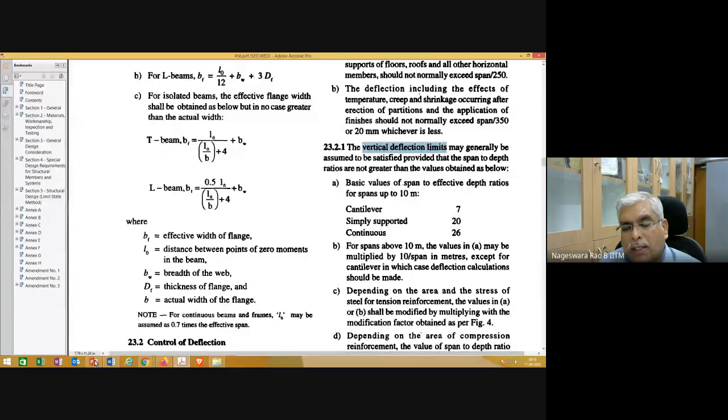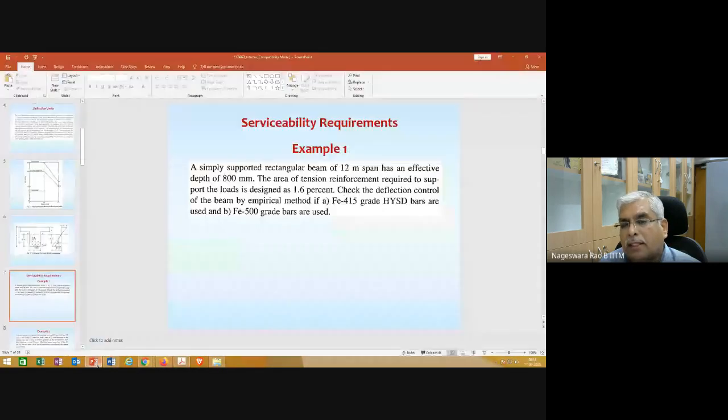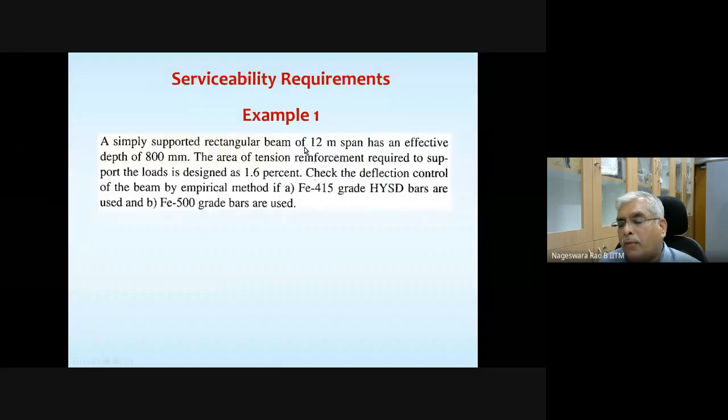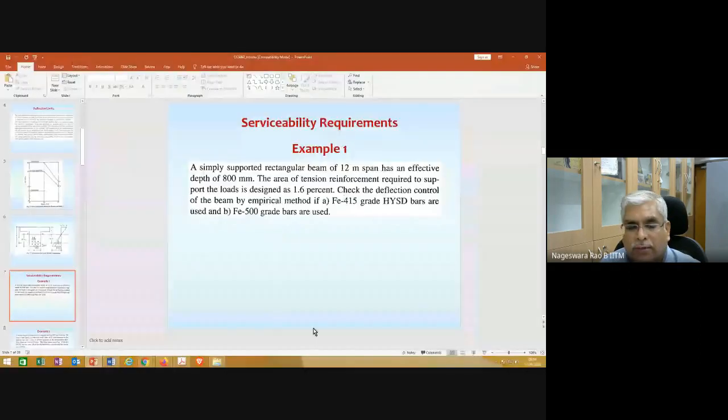But actually, what is the deflection here? What is the L by D ratio here? That is going to be obtained using the actual values. So you can write two things: L by D ratio subscript limit as per the code, and L by D ratio actual. Actual is for the given dimensions. Is it clear? So repeat the problem for Fe 500.